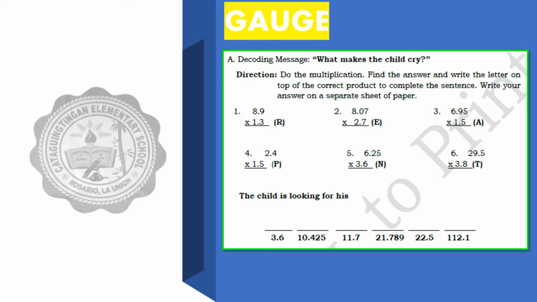Gauge. Letter A, what makes the child cry? So, we are decoding messages. Do the multiplication. So, you will solve that. Numbers 1 to 6, you will solve. Find the answer and write the letter at the top of the correct product to complete the sentence. Write your answer on a separate sheet. So, you will write the letter of the corresponding answer below. So, you can see numbers down there. For example, if number 1's answer is down here, you put the letter corresponding to the answer of number 1.